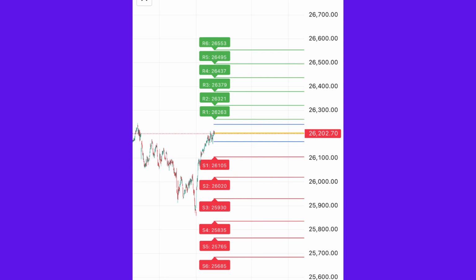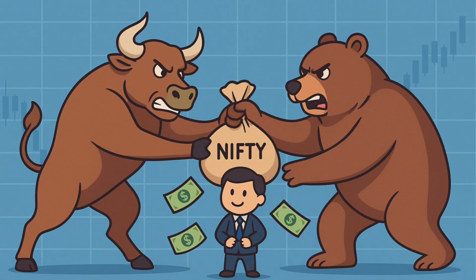Trading plan for tomorrow. Your plan for tomorrow should be simple. Bullish plan, long trades: breakout or sustain above R1. Target R2, R3. SL below the breakout candle. Bearish plan, short trades: breakdown below S1. Target S2, S3. SL above the breakdown candle. If Nifty trades between 26,150 and 26,250, avoid forced trades and wait for clear direction.